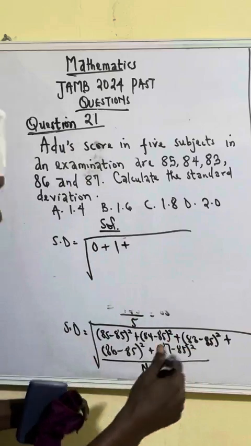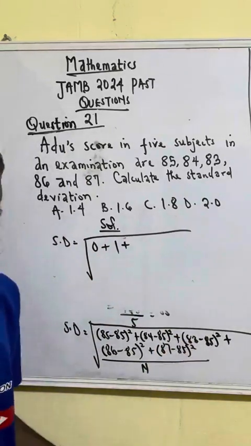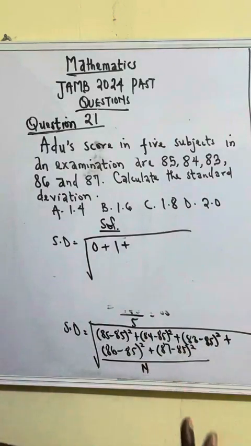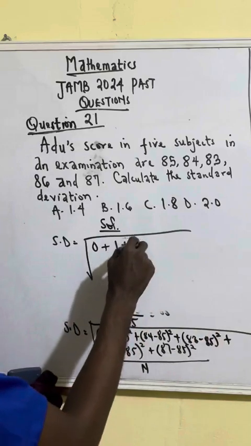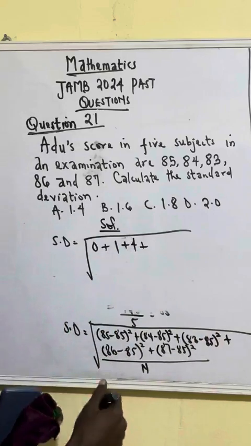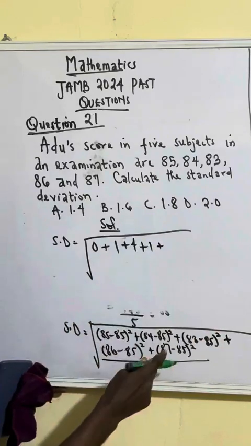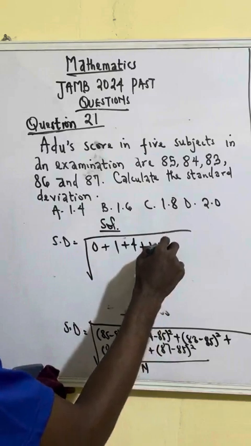So all of the answers, whether negative or positive, since there is a square outside the bracket, you turn it to positive. Next, 83 minus 85, that's minus 2. Minus 2 squared will give me 4. Plus the next one, which is 86 minus 85, that's 1. 1 squared will still give me 1. Plus the last one, which is 87 minus 85, that's 2. 2 squared will give me 4.